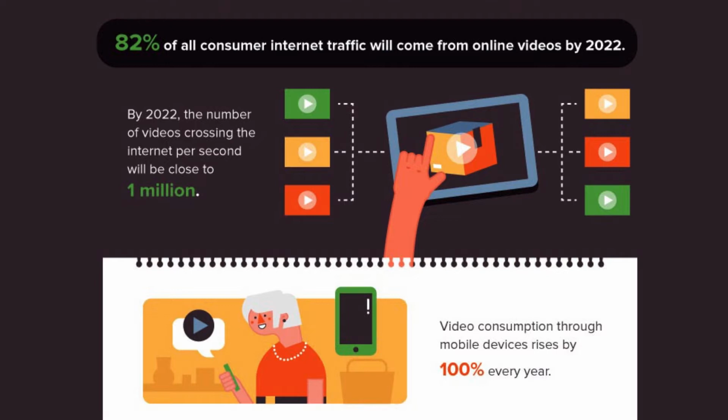82% of consumer internet traffic, this is kind of the future of what they see what's gonna happen in video by 2022. They think that 82% of consumer internet traffic will come from online video. And by 2022, the number of videos crossing the internet per second will be close to 1 million. And video consumption through mobile devices rises by 100% each year. So people not only are watching video, but they're watching it on their phone.